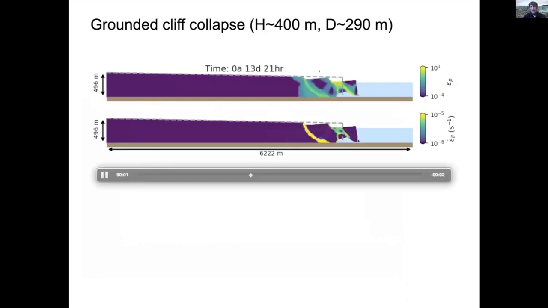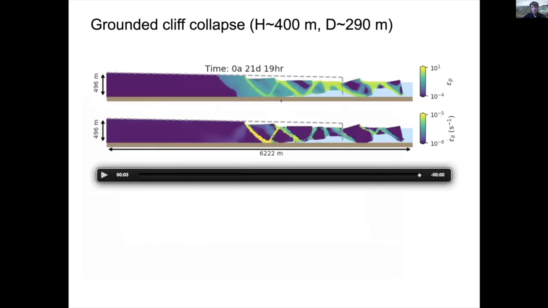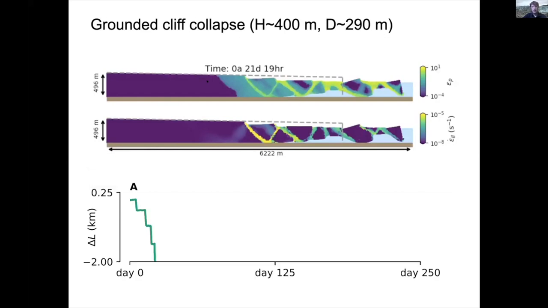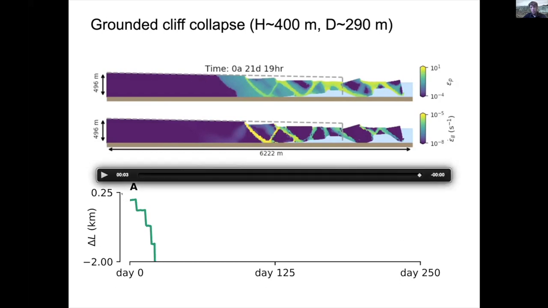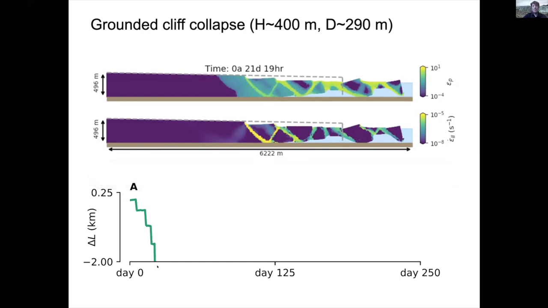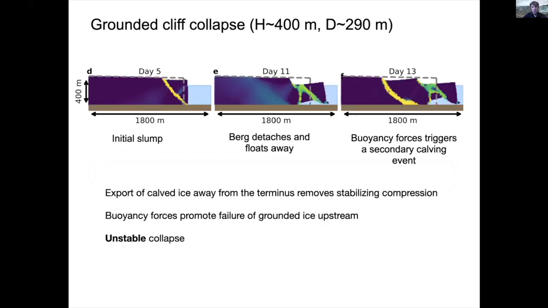And you'll notice we get kind of that same pattern of slumping, only this time we end up with near complete disintegration over about 3 weeks or so of simulation time. So this is much closer to what people might expect of a marine ice cliff instability, in which all of a sudden, once you've initiated it, it is self-sustaining. And so the change in terminus position just sort of drops off like a cliff, to use a pun. And so we see an initial slump, the berg detaches and floats away.